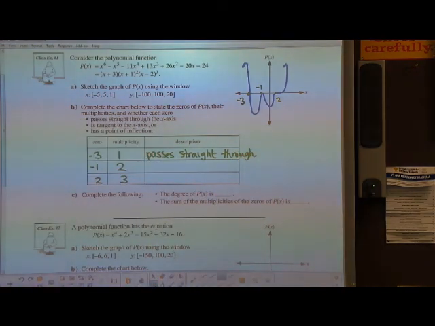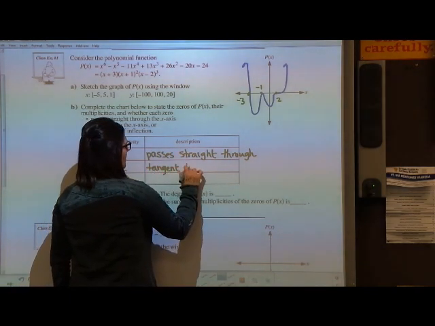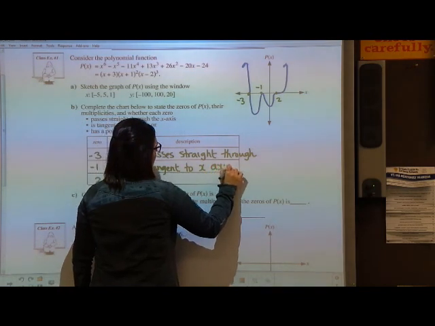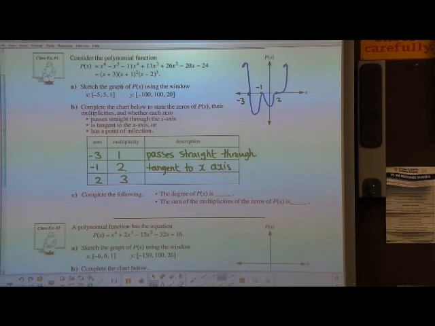What happens at the zero of -1? It's tangent to the x-axis, because it didn't go through the x-axis. And what happens at my zero of 2? It's the point of inflection.